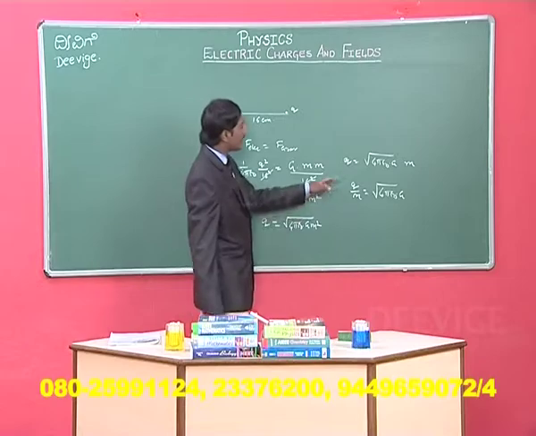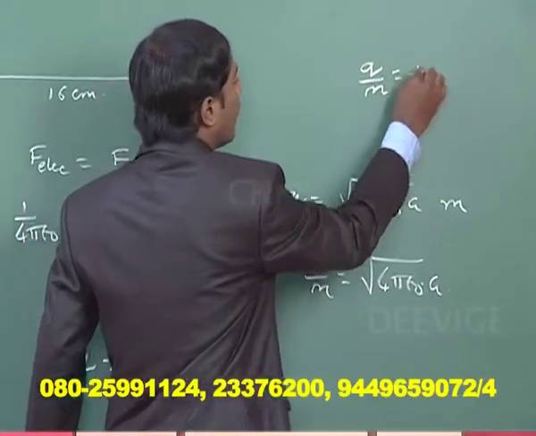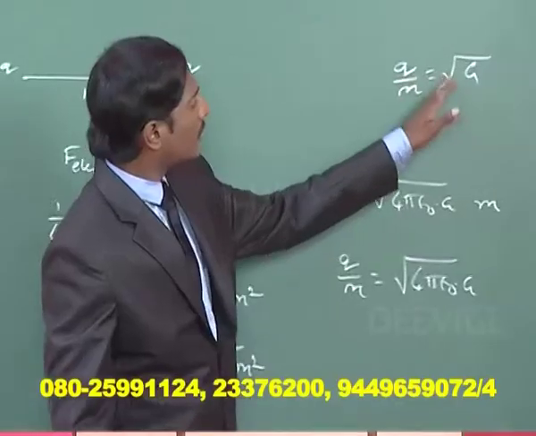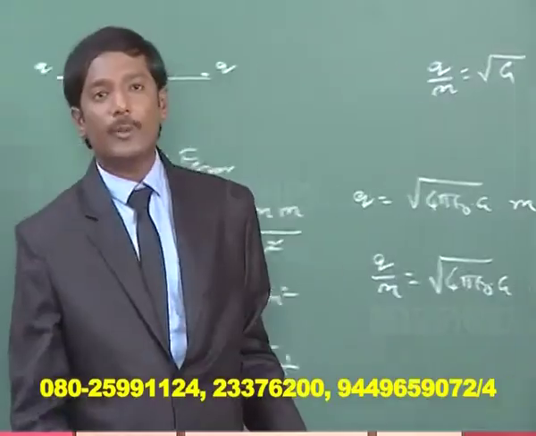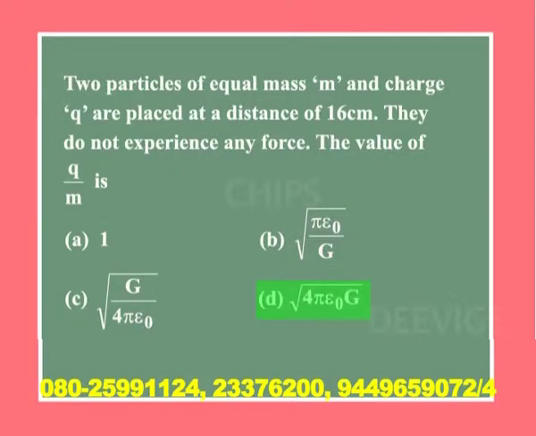Also there is a relationship between q, m and G. The ratio of q by m is always directly proportional to root of G. So the option for q by m always goes in terms of root G. In the given options, only one option has a root G, that is the fourth option. So D is the correct answer, that is root of 4 pi epsilon naught into G.